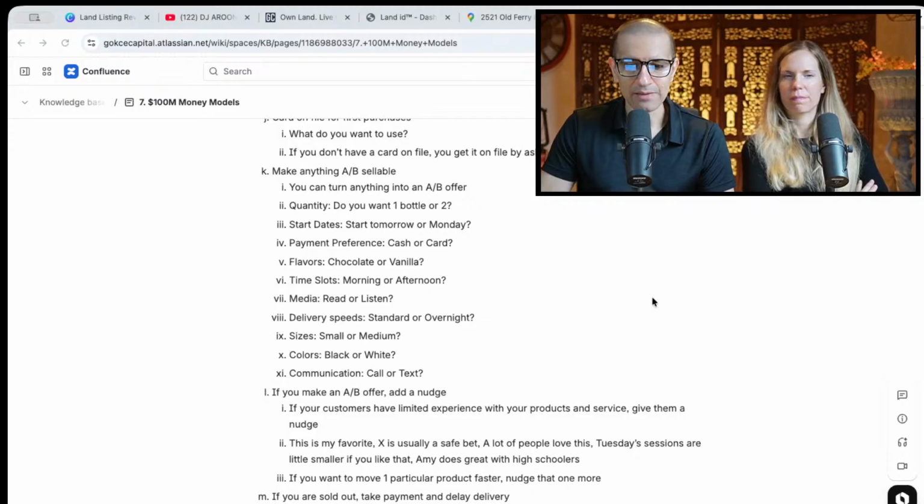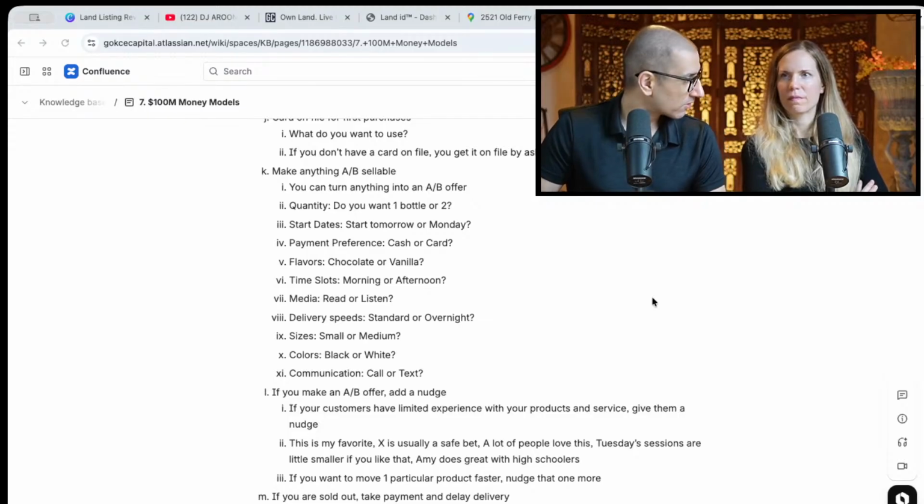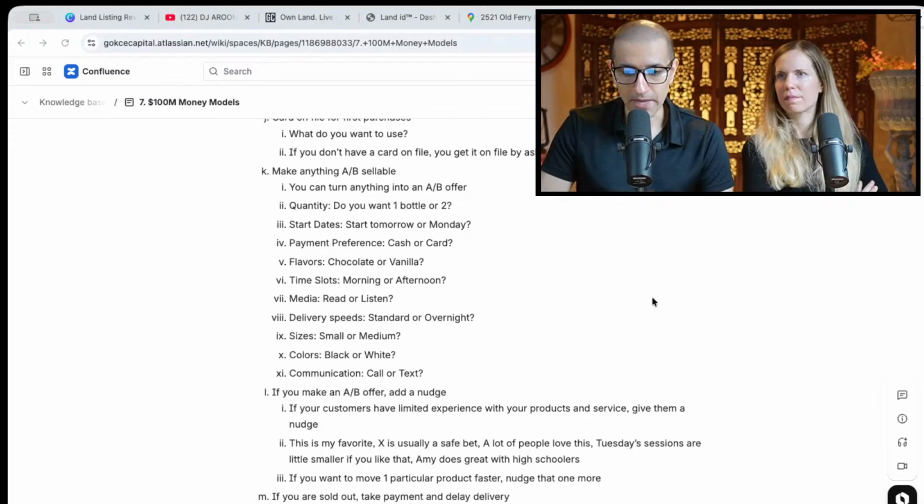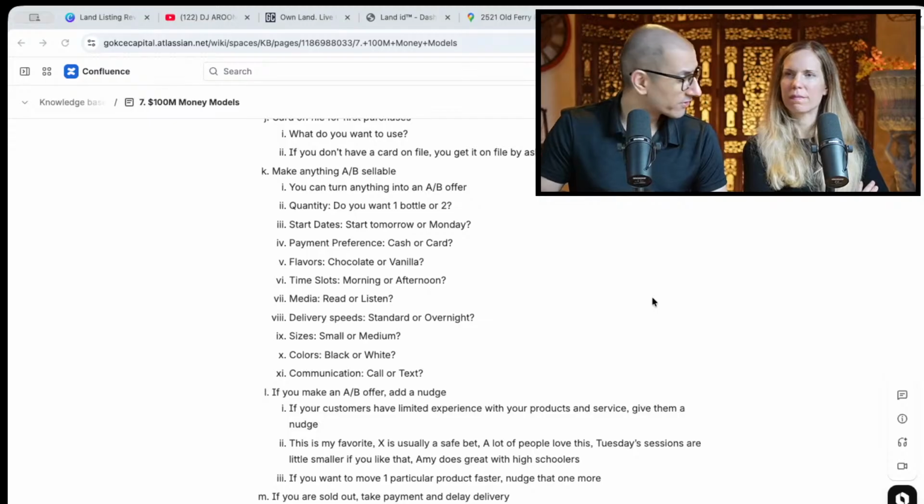Making anything AB sellable. You can turn anything into an AB offer. Quantity. Do you want 1 bottle or 2 bottles? Start dates. Do you want to start tomorrow or Monday? Payment. Do you want to pay by cash or card? Flavors. Do you want chocolate or vanilla? Time slots. Do you want the morning or the afternoon slot? Media. Do you prefer reading or listening?